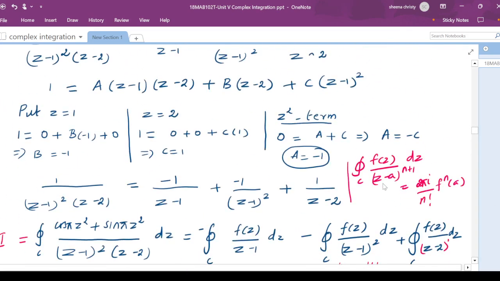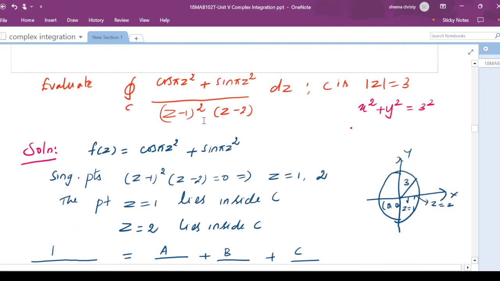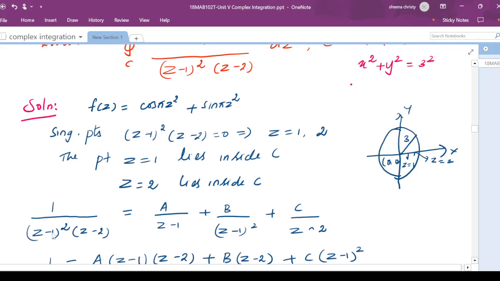Hope you all understood. Here in this problem, I have given the integral over the contour C of cos pi z square plus sin pi z square divided by z minus 1 the whole square into z minus 2 into dz, where the circle is mod z equal to 3. So f of z equals cos pi z square plus sin pi z square. Find the singular points by equating the denominator of the function to 0, which gives you z equal to 1 and z equal to 2, and these 2 points lie inside C. Since 2 points are lying inside C, we have to separate it, then only we can apply Cauchy's integral formula.